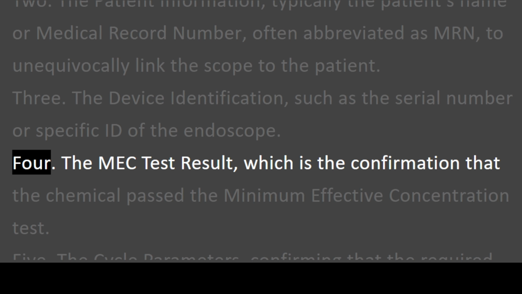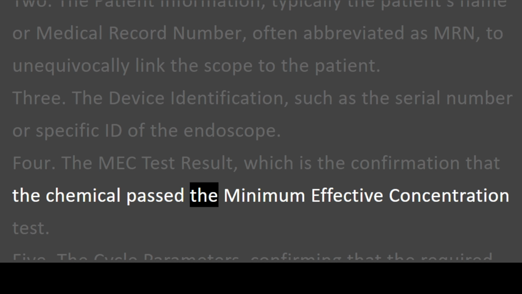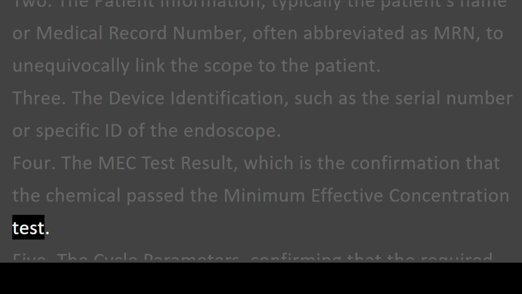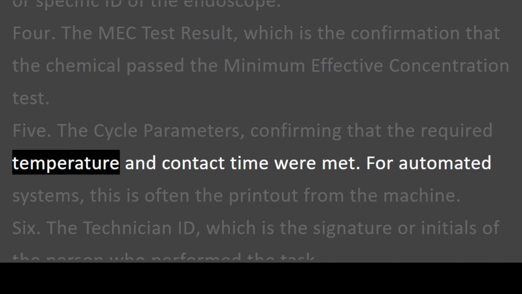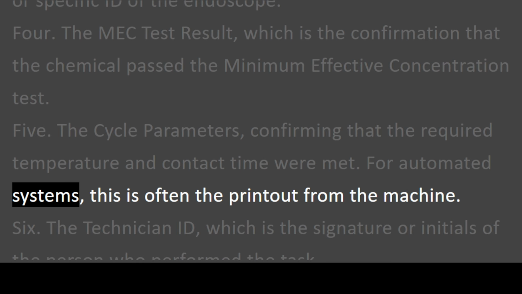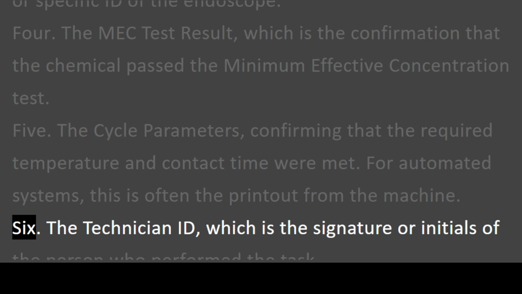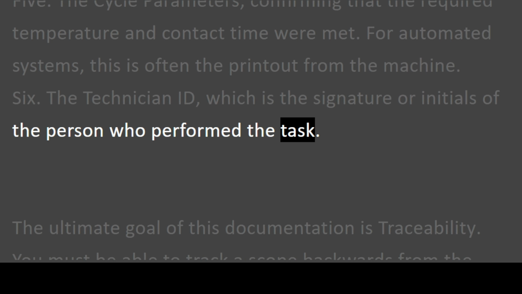4. The MEC test result, which is the confirmation that the chemical passed the minimum effective concentration test. 5. The cycle parameters, confirming that the required temperature and contact time were met. For automated systems, this is often the printout from the machine. 6. The technician ID, which is the signature or initials of the person who performed the task.